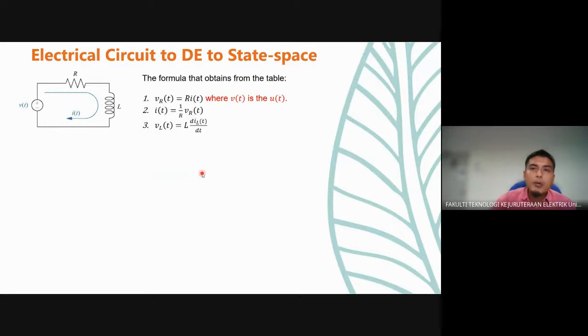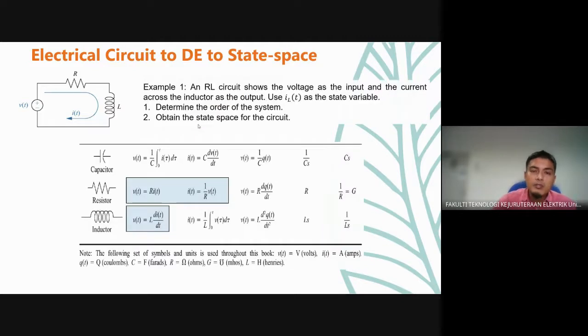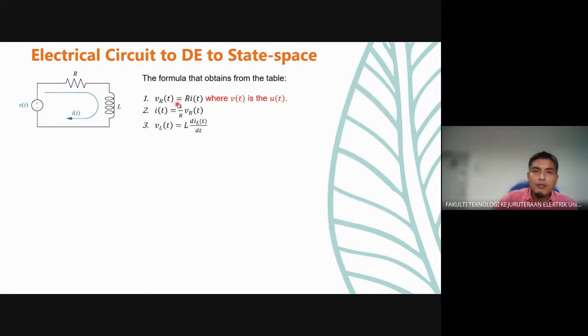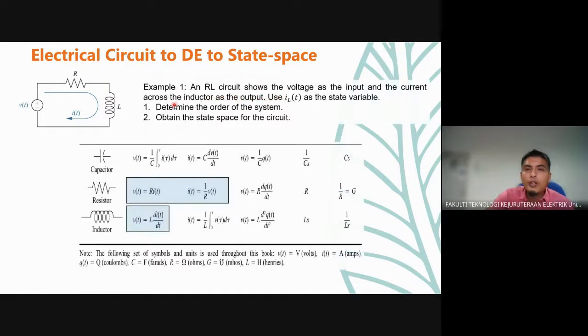So the formulas obtained from the table, I did the shortlist. Based on the table, there are three parameters. The first formula is vR(t) = R i(t). The second formula is i(t) = 1/R vR(t). And finally, vL(t) = L diL(t)/dt. This is the formula that I already shortlisted from the table formula. Before I proceed, the first question: determine the order of the system.